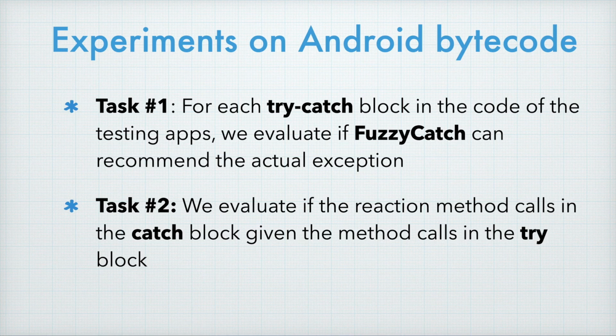Next, we present the experiment on Android bytecode. We have 2 tasks. The first task is, for each try-catch block in the code of the testing app, we evaluate if FuzzyCatch can recommend the actual exception. And task number 2, we evaluate if FuzzyCatch can recommend the reaction method code in the catch block given the method code in the try block.